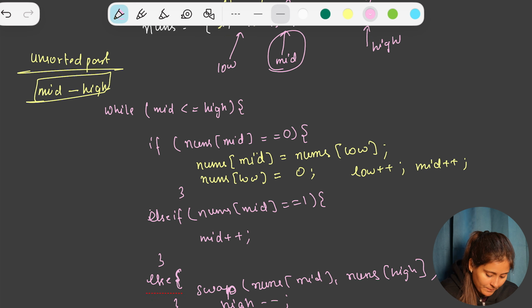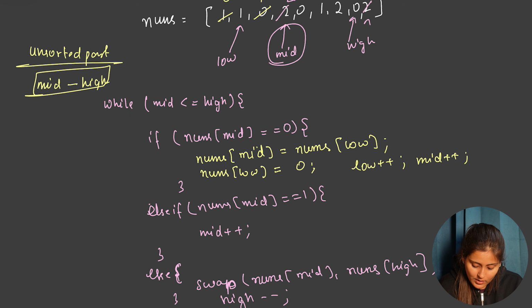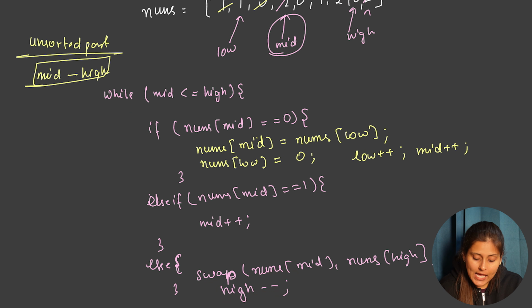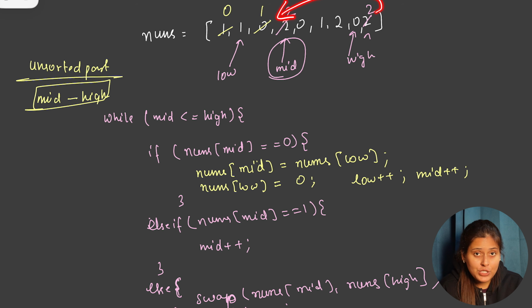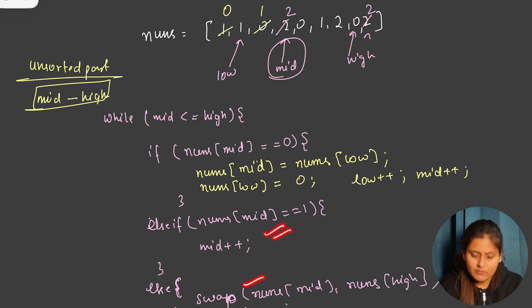Done. Now what will happen? So now we have moved this high to high minus 1. So that's why we did high minus minus. Now whatever we put at high, we swapped with the mid position, but we don't know what that is. Correct? So we again have to check this mid. That is why this will go in the while loop again, and then this mid will be checked: is this mid 0 or is this mid 1 or is this mid 2.